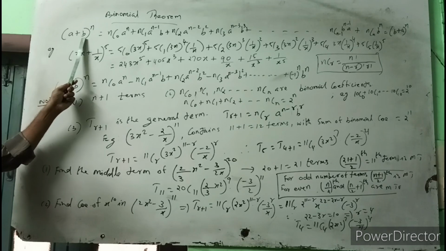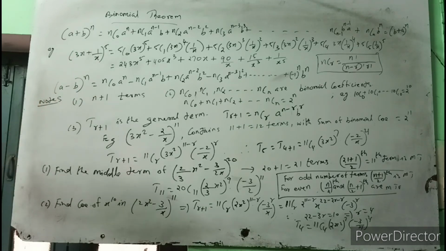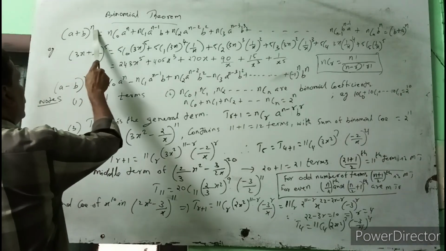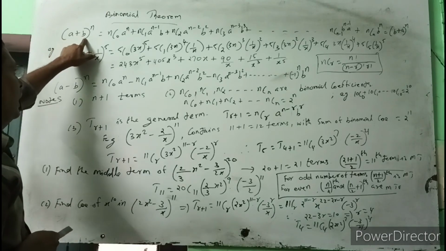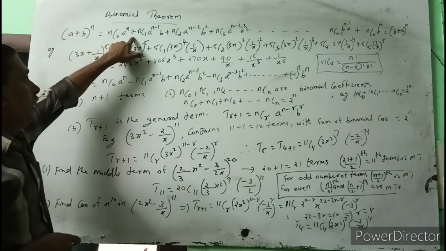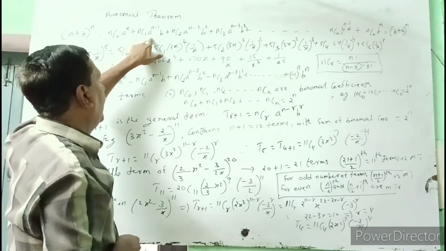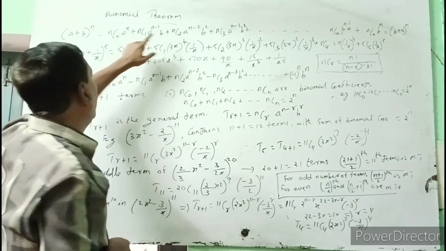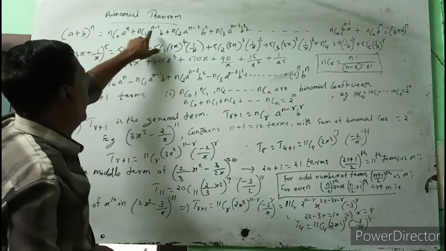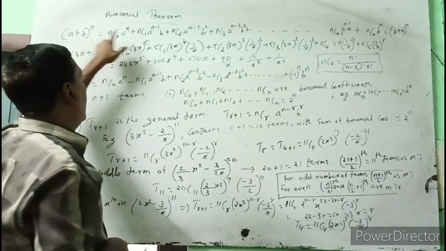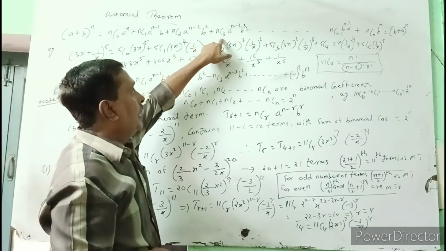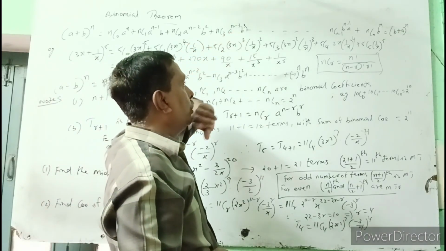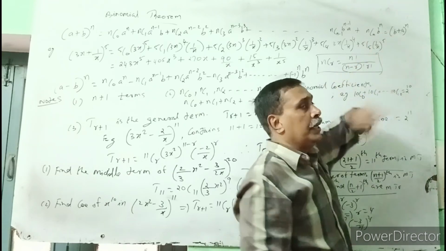For any two real numbers a and b, and n a natural number, (a+b) raised to n is equal to nC0 a raised to n, start with this. a is the first term and b is the second term. nC0 a^n plus nC1 a^(n-1) b, whatever the first term, you reduce the power, then start the second term. Then nC2 a^(n-2) b², nC3 a^(n-3) b³, etc., up to nCn b^n.